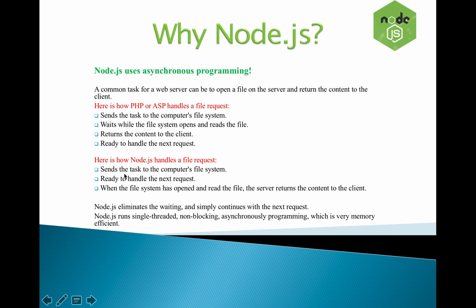Here is how Node.js handles a file request. Send the task to the computer file system, ready to handle the next request. So Node.js has no need to wait for the file system to open or read the file. It sends the task to the computer file system and is ready to handle the next request. When the file system has opened and read the file, the server returns the content to the client. Node.js eliminates the waiting and simply continues with the next request.